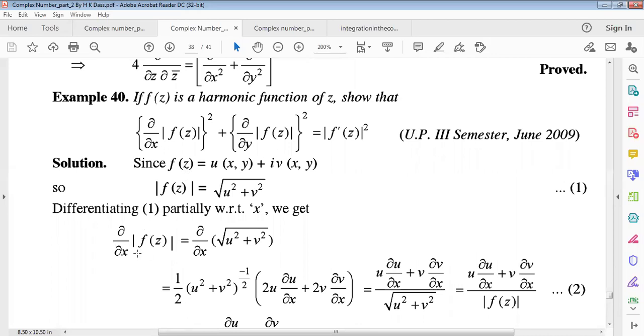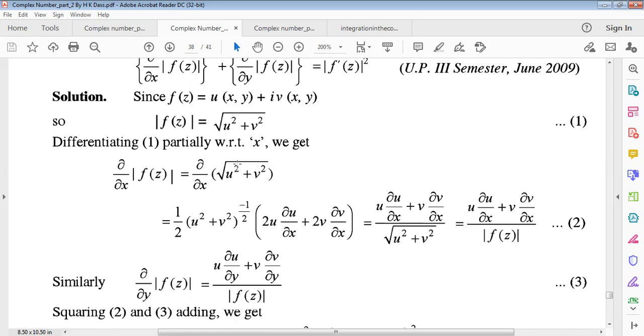Now differentiating one with respect to x partially, partial differentiation of the absolute value of f of z. So del x of the absolute value of f of z equals del x of the square root over u square plus b square. Now this square root can be written as power half. Using the formula for x to the power n, n into x to the power n minus 1, half minus 1 is minus half.